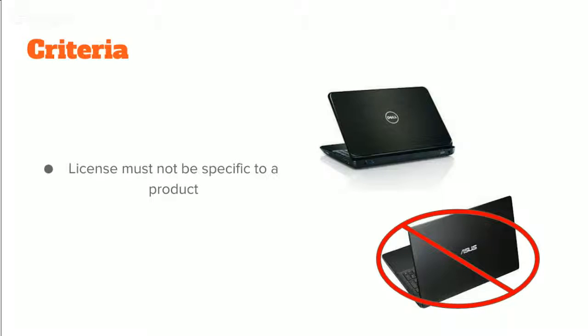The 8th criteria states that a license must not be specific to a product. To be distributed, the program cannot be limited to a specific product. It must be made available to all. An example of this would be licenses that state software is only available for Dell laptops and not Asus laptops.